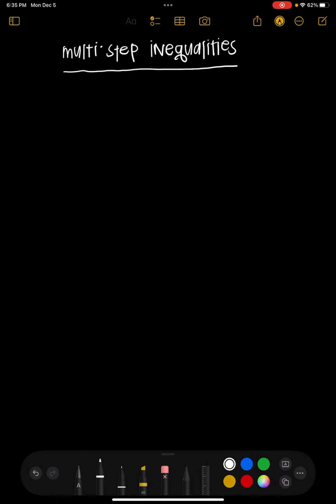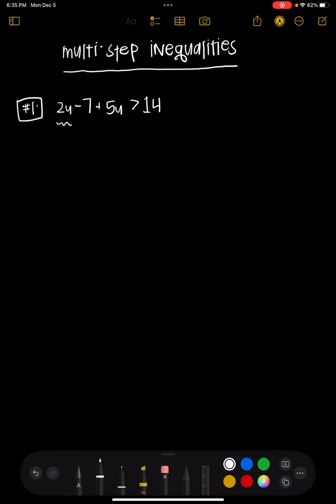Let's just get started. So the first example is 2u minus 7 plus 5u is greater than 14. So the first thing we're going to do is combine like terms. And the like terms are the things with the same variable, or they both don't have a variable.